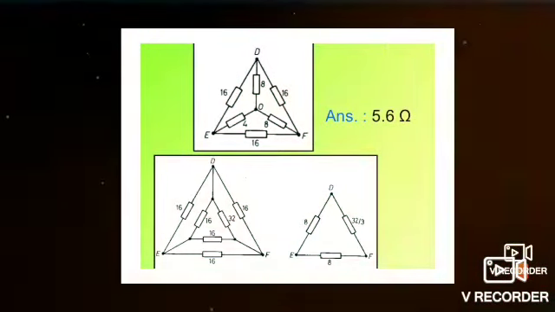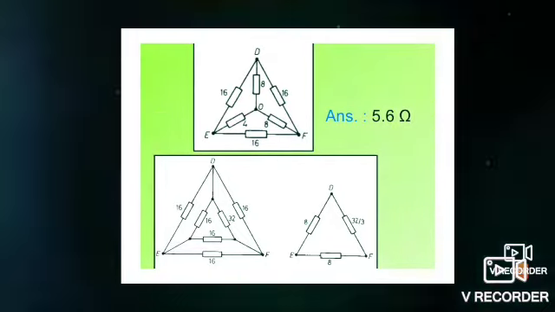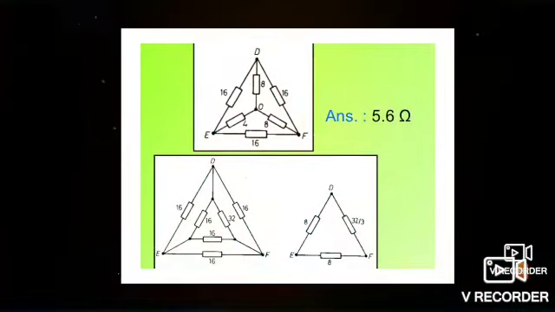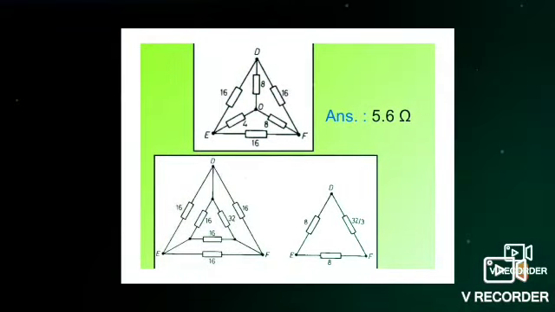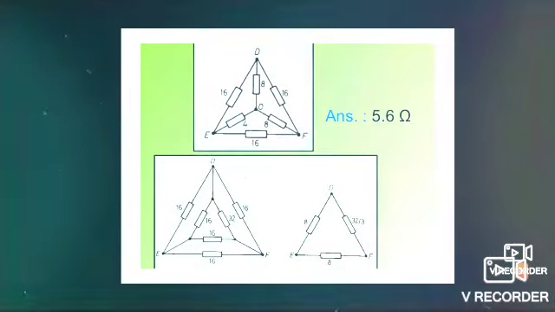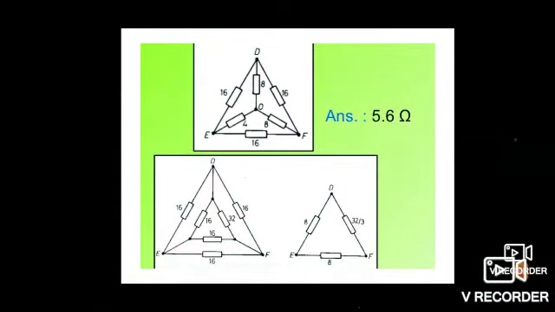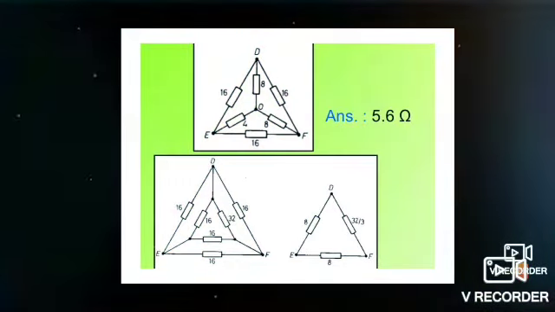Now we have to convert the star into delta. Now we have to convert the star, that is EDF, that is 4, 8, 8 ohm to delta. Therefore we can parallelize. Therefore, the 16 ohm, 16 ohm, 32 ohm is the answer for star connection by using delta to star conversion formula.